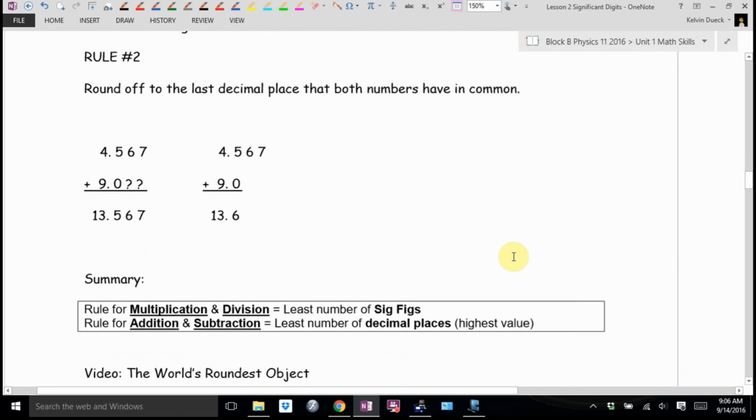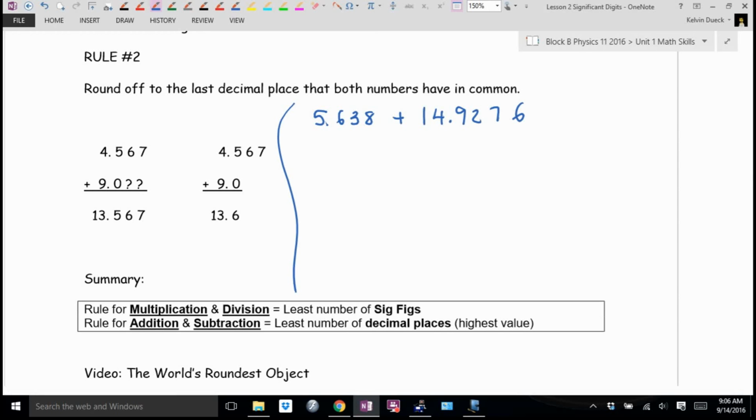Oh, no, I'm not going to do a couple more. We are going to do a couple more. You ready? Let's add 5.638 plus 14.9276. I would write it vertically. I would go, okay, 5.638 plus 14.9276. Can you see where I'm going to stop?